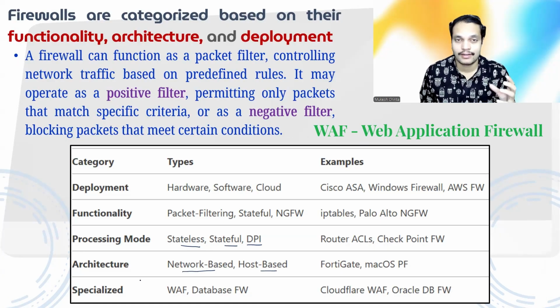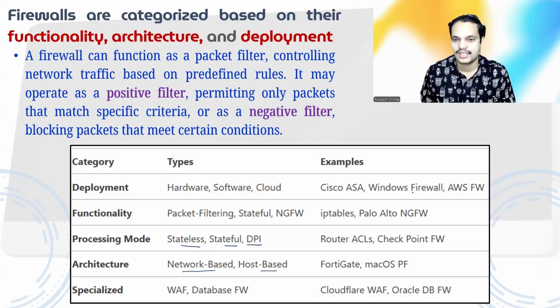There are some firewalls which are specialized. You can call them a WAF and a database firewall. WAF stands for Web Application Firewall. You can see there are some examples for each of these categories listed over here. So Cisco ASA, Windows Firewall, iptables, Palo Alto Next Generation Firewall, Router ACLs, Checkpoint Firewall, FortiGate, macOS PF.